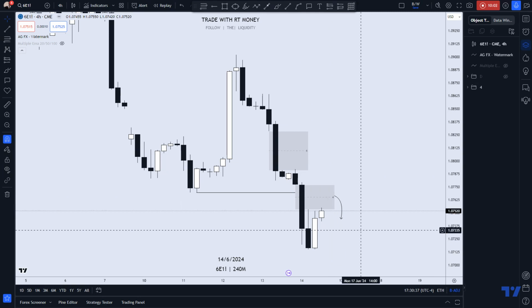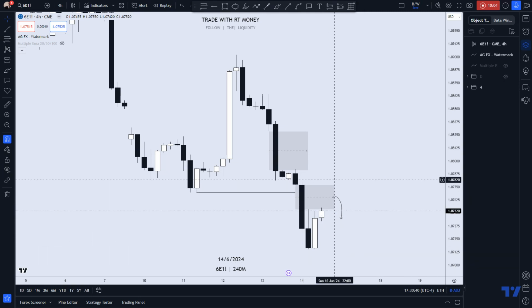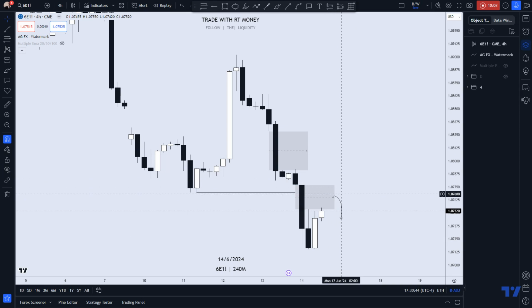So I'm looking for price to continue down, not on a daily basis anyway. A daily candle closing past this here. So we'll see how price continues during the week.